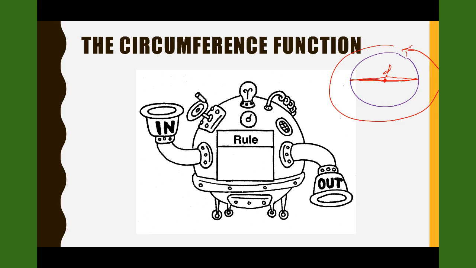And in this circumference machine, my input will be the diameter d. The rule for this function is to multiply it by pi, and I will get the circumference, C of d. Okay, so our function C of d, we can derive it by multiplying the diameter by pi. So in this case, the circumference is a function of the diameter d.